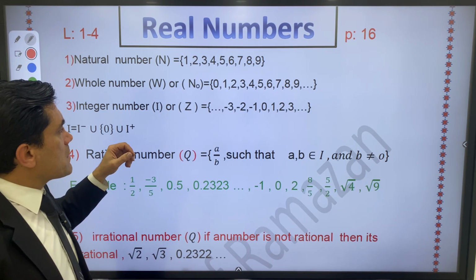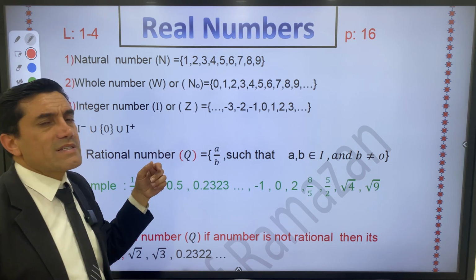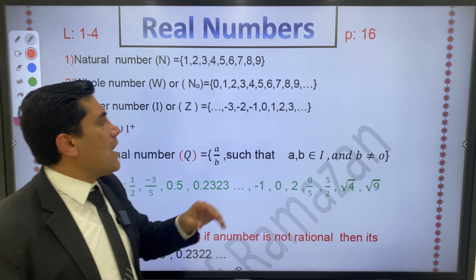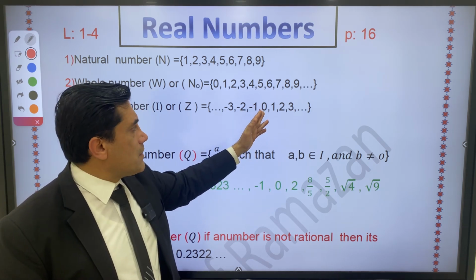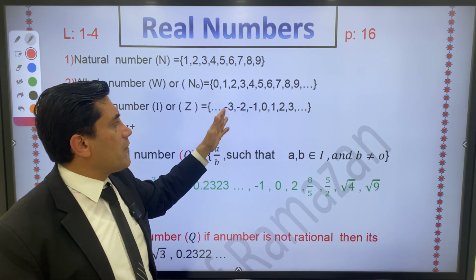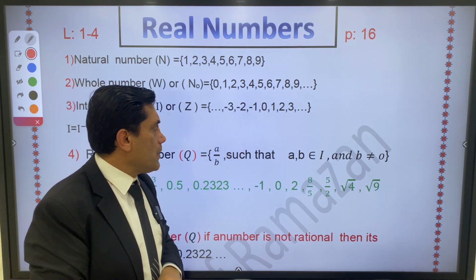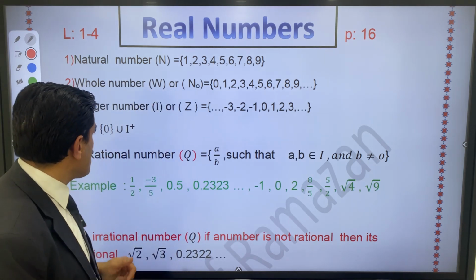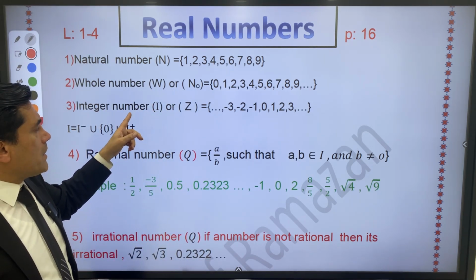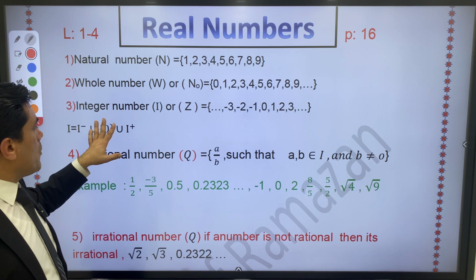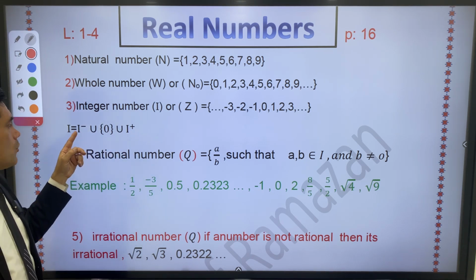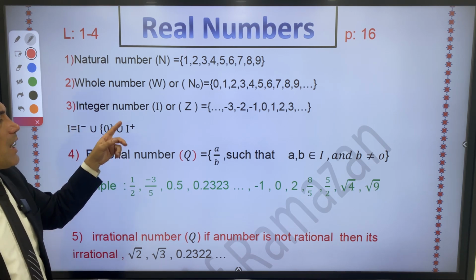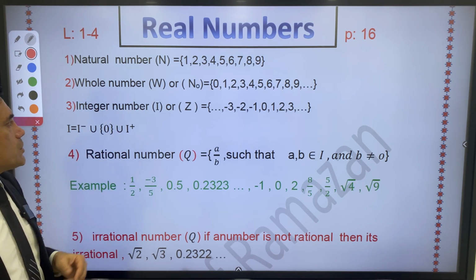About integer numbers, the symbol of integer numbers is sometimes capital I or Z. Some books say Z and some books say capital I. Integers have 0, 1, 2, 3, and then the negative numbers -1, -2, -3, to negative infinity, and on the right side to positive infinity. Capital I equals I negative union 0 union I positive. So three parts make the integer numbers.